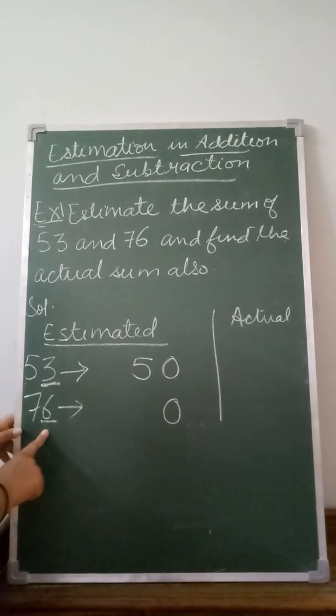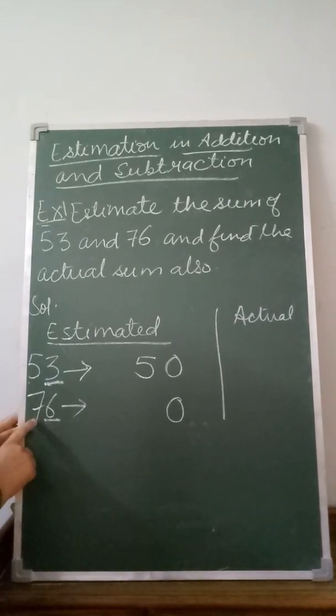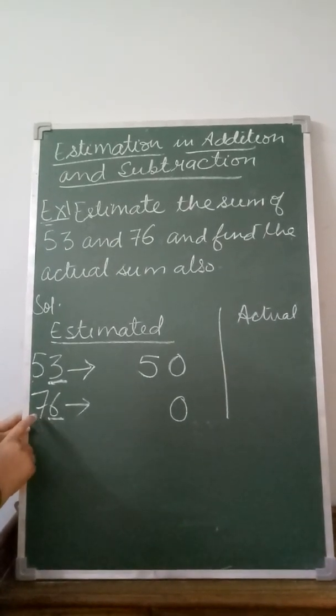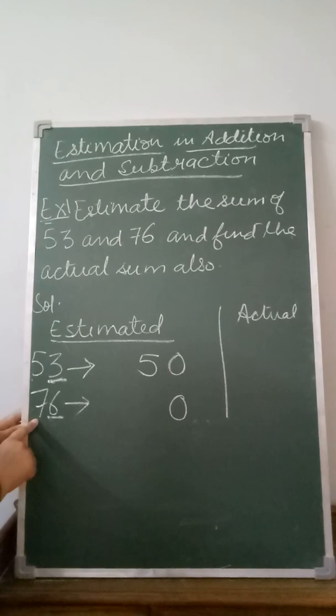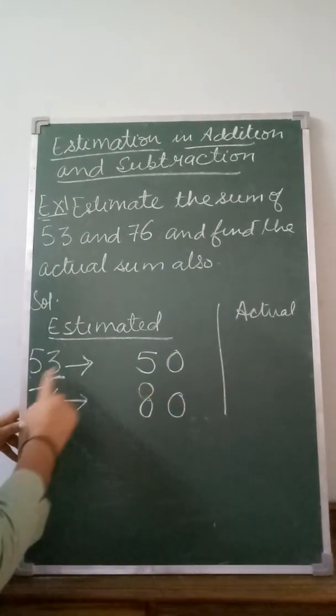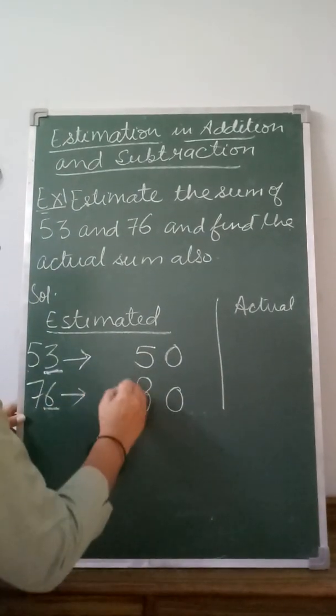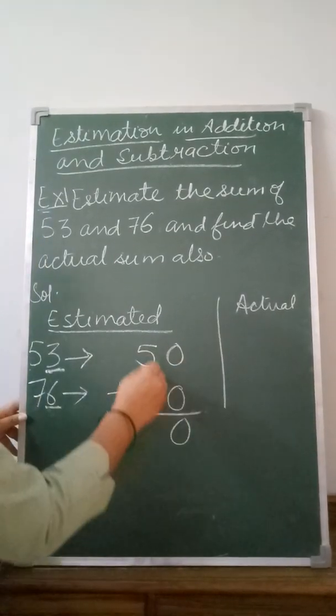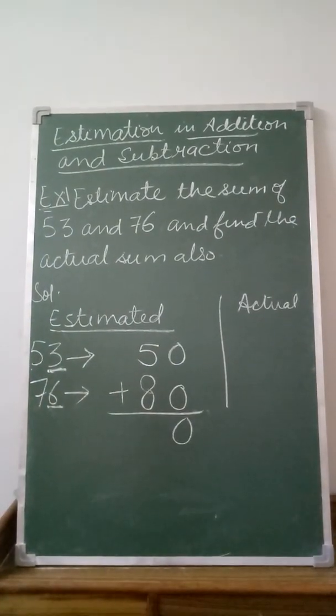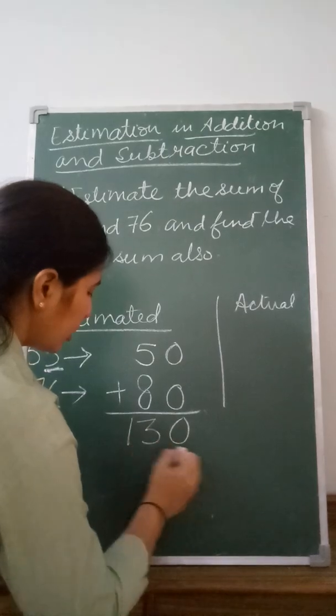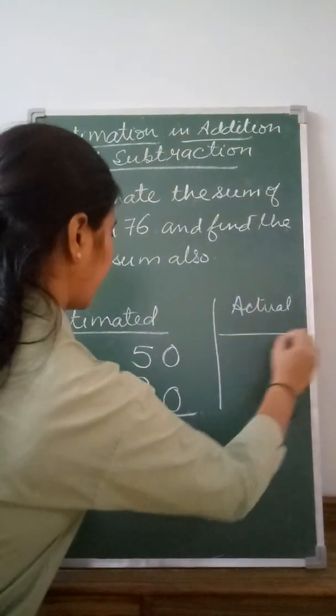Whenever it is more than 5 or equal to 5, we have to increase the number that is on the tens digit by 1. So 7 plus 1 is 8. So this is the estimated value. Now you have to take the sum of this number: 0, 0 and 5 plus 8. How much? 13. Right.